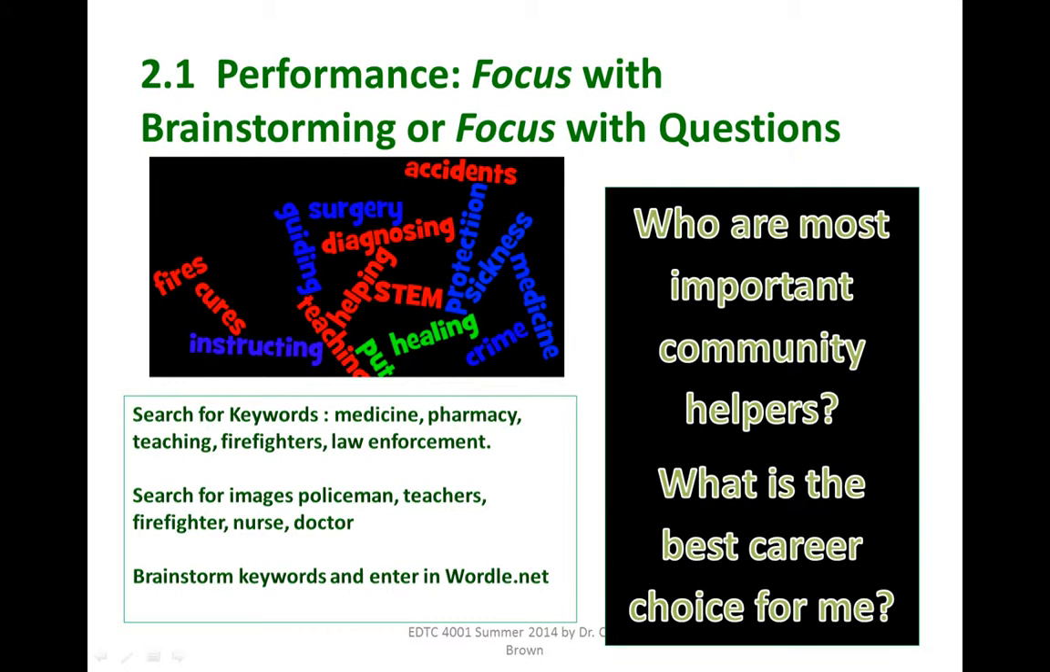And then you could have the students search for images representing these keywords. That would be especially good for lower elementary. So something like Wordle would be a great focus think sheet activity. And then you could start them out with a question. Who are the most important community helpers? What is the best career choice for me? You could raise this to higher levels in middle school, for example, if you plan this right.